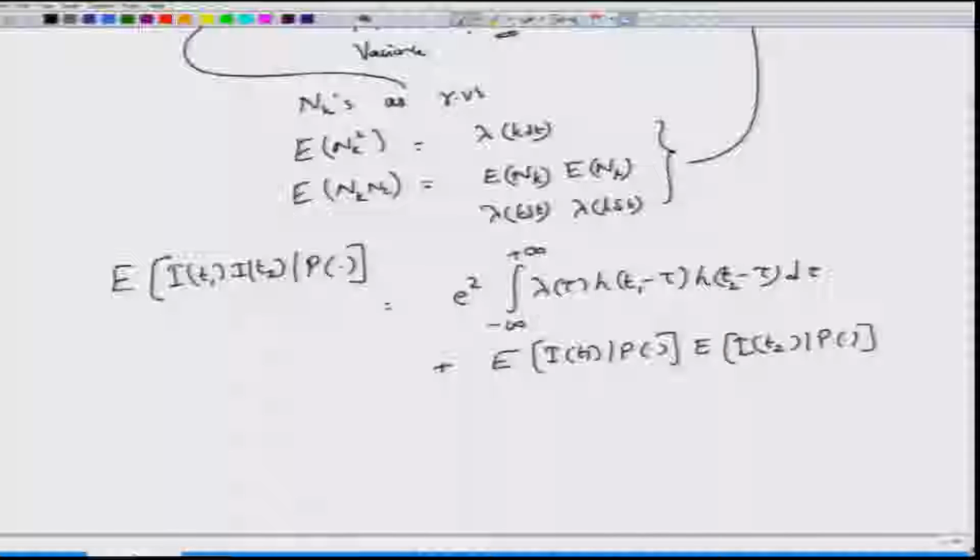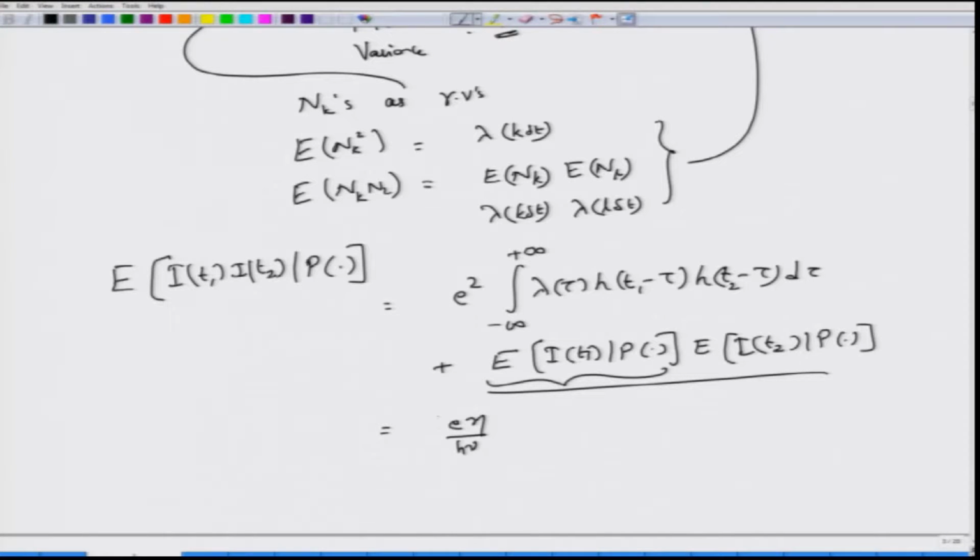But we already know what these are. Remember, these are nothing but E times lambda and integral of that one. So, there is going to be 2 times E of that one. So, we can rewrite the second term as E eta by h nu whole square, one E eta by h nu coming from one expression, the other E eta by h nu coming from the second one. And then you have two integrals, P of tau h of t1 minus tau d tau and P of tau prime h of t2 minus tau prime d tau prime.